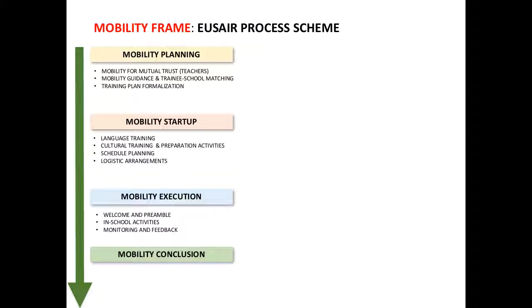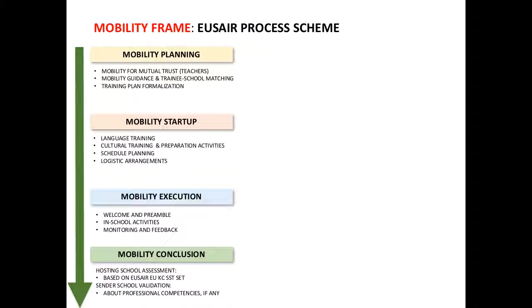So when the student comes in the beginning, maybe in some way we can here conclude the mobility planning process, checking the training plan with the actual conditions, because when you write the training plan, maybe it's 1 year before, 6 months before, and then many things can happen during that period. The in-school activities, monitoring feedback, which are in some way linked to the issue of evaluation. And the last step is the mobility conclusion, where we basically speak of assessment.